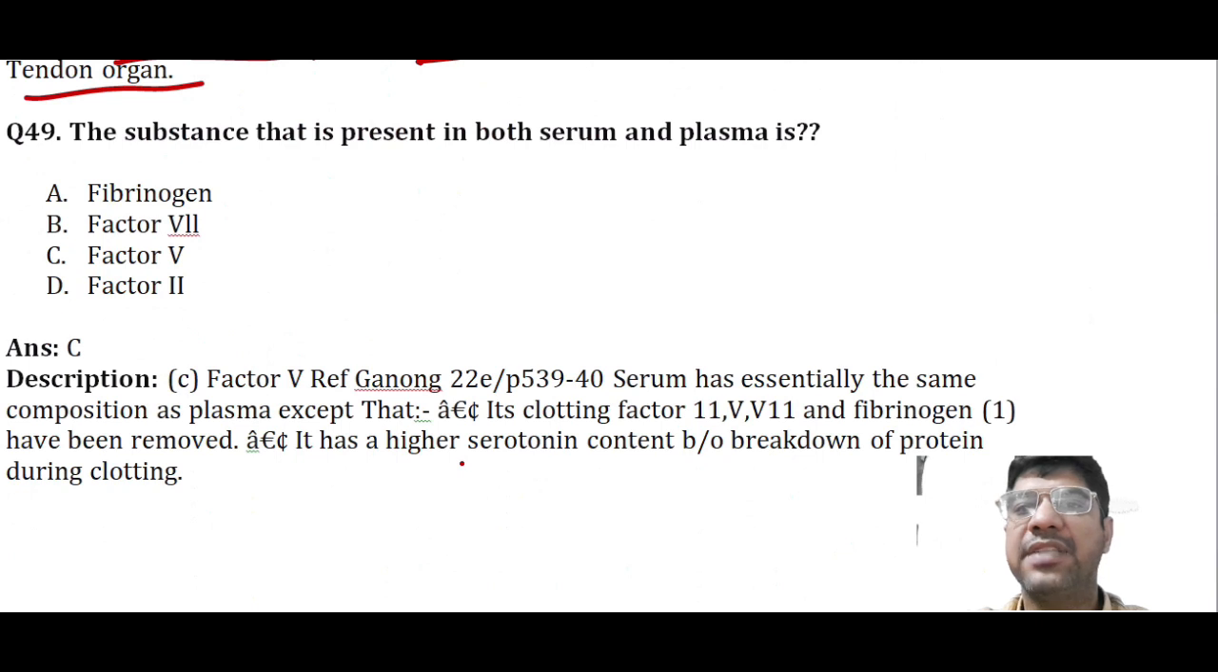The substance that is present in both serum and plasma is factor 5. Plasma, we know, is the liquid part of the blood that contains various proteins and substances including clotting factors like factor 5. So factor 5 is present in both plasma and serum.